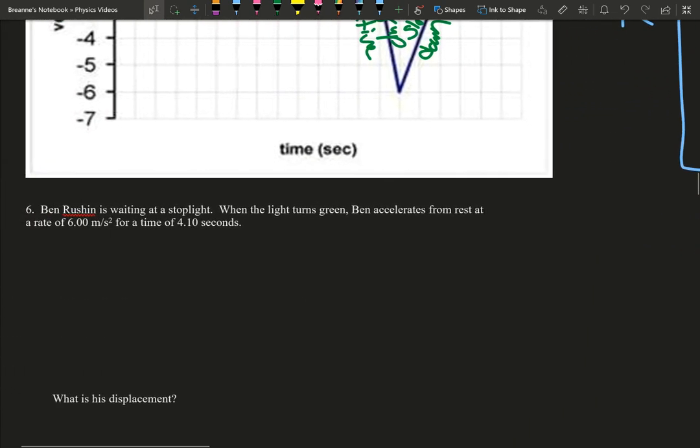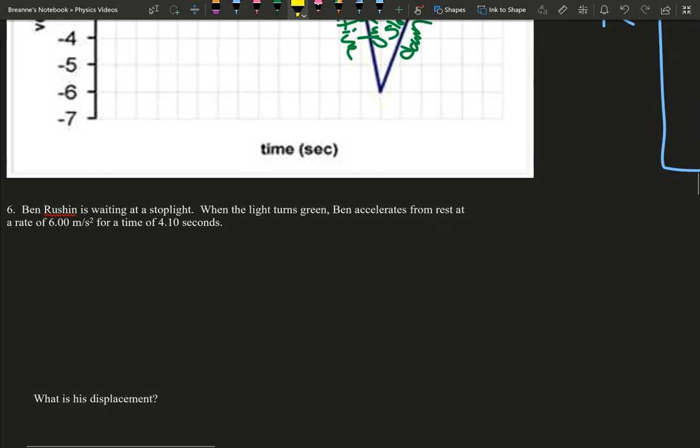So now we're getting into the math part. Ben Russian is waiting at a stoplight. When the light turns green, Ben accelerates from rest, so that is a given, at a rate of 6 meters per second squared for a time of 4.10 seconds. So if we're going to write down our givens.